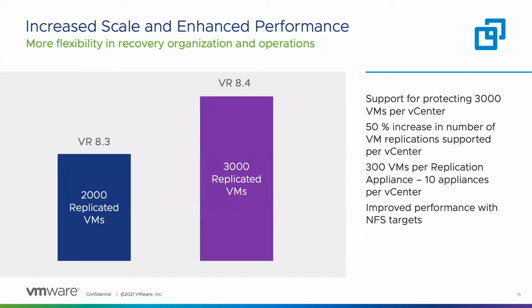With this version, we also increased the scale. vSphere Replication has supported replicating 2000 VMs per vCenter for about 5 years now, since vCenter version 6.0. Due to the performance tweaks and the optimizations that have been done to vSphere Replication and vSphere, now that number has increased, and we are supporting 3000 VMs per vCenter, or the vSphere Replication appliance can support 300 VMs per appliance.